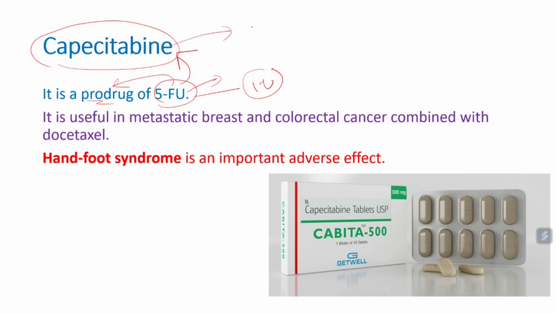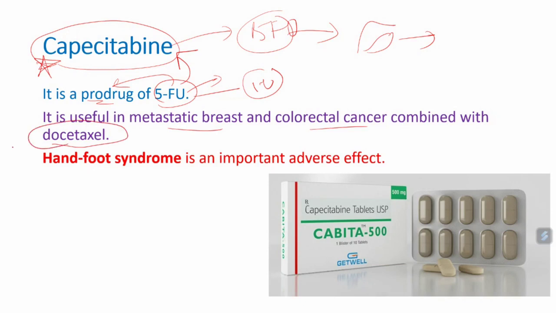From the GI tract, it is converted into 5-fluorouracil, and this 5-fluorouracil goes to the liver, and in the liver it shows the same action as 5-fluorouracil. It is very effective for metastatic breast cancer and colorectal cancer, same as 5-fluorouracil, and this drug is commonly advised. Capecitabine is given in combination with docetaxel.